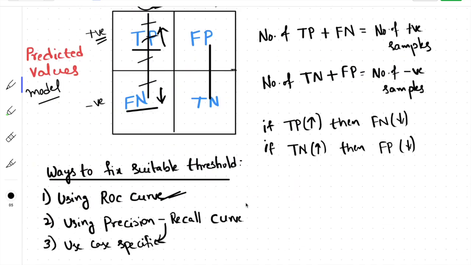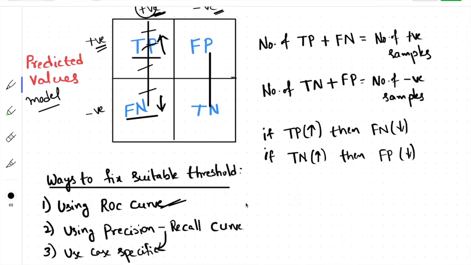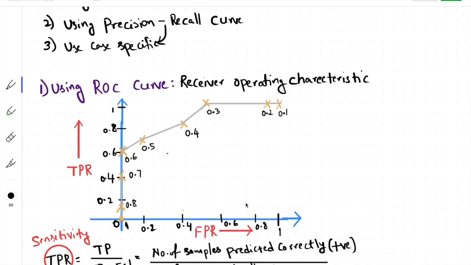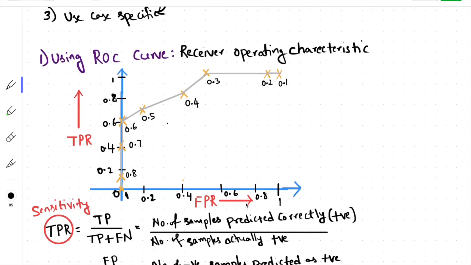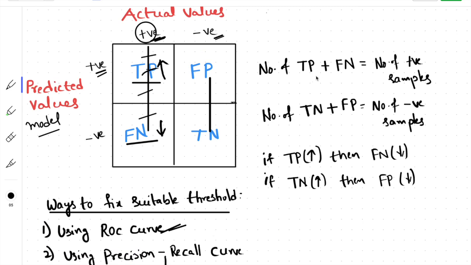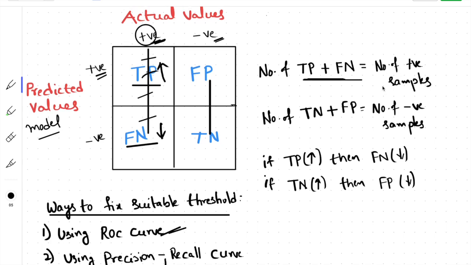We have discussed in the confusion matrix what true positive, false positive, true negative and false negative are. So now we are saying true positive rate is nothing but true positive divided by true positive plus false negative. We have already seen that true positive plus false negative is nothing but the number of all the positive samples that are present in our data.